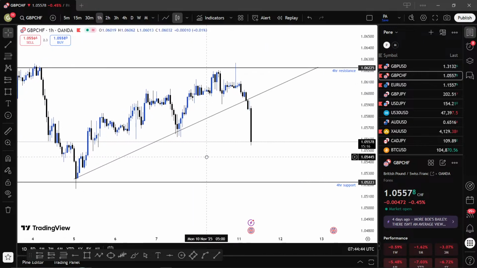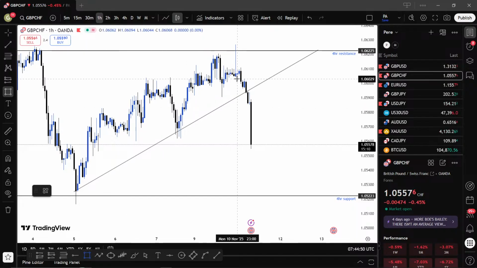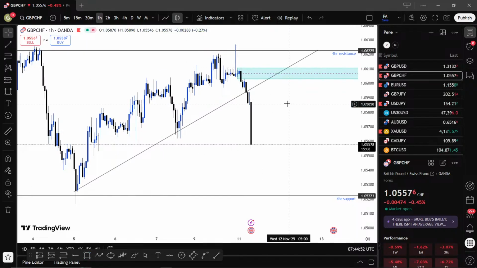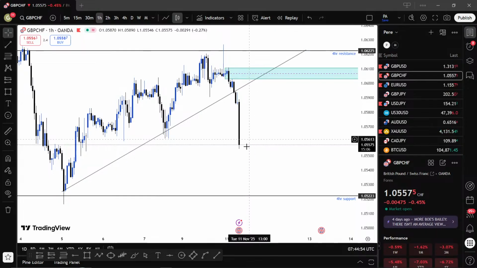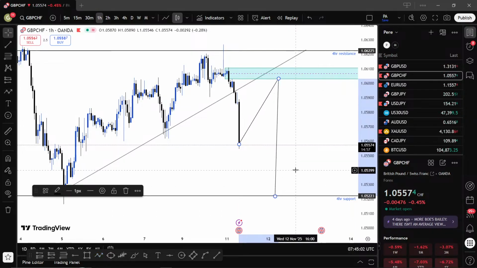Since it has broken this trend, we know that we are in a sell market. So for us to sell it, we'll need a retest around this level here. We need the market to come and retest this trend line. A retest here, then we can short it, aiming for this low here.